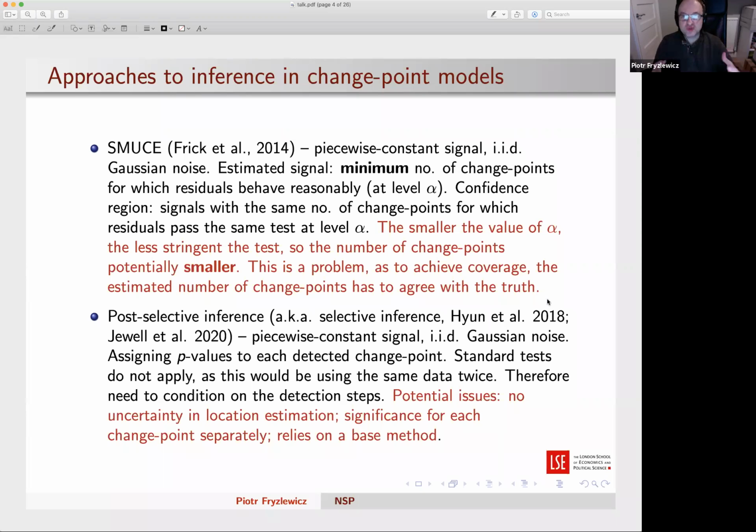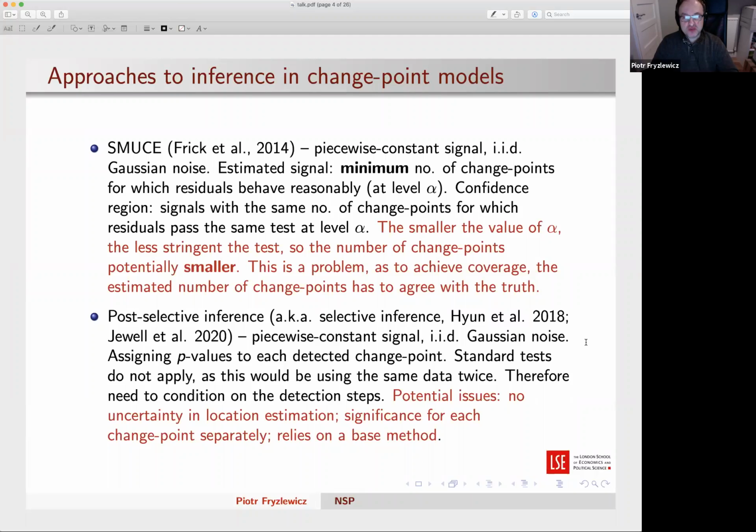which is, I believe, what Paul Fearnhead spoke to you about a few weeks ago. So what is post-selection inference? And you heard about it. It is detecting change points first, and then assigning p-values to those detected change points. You heard about it, so I'm not going to say too much more.